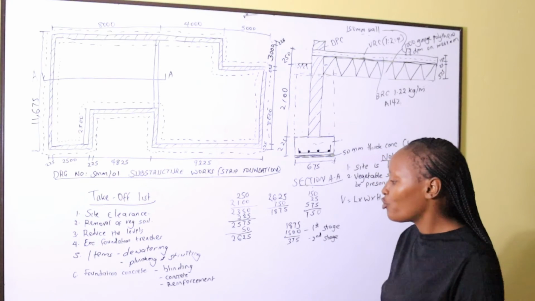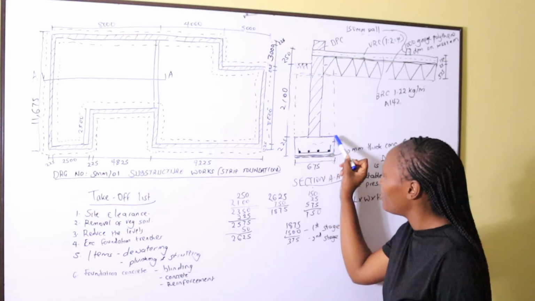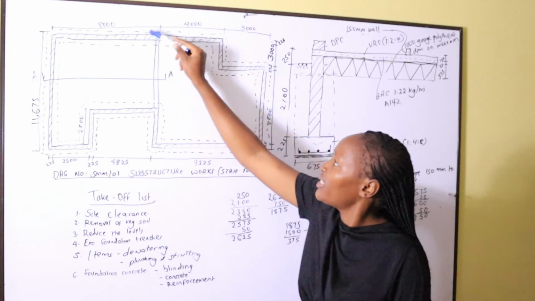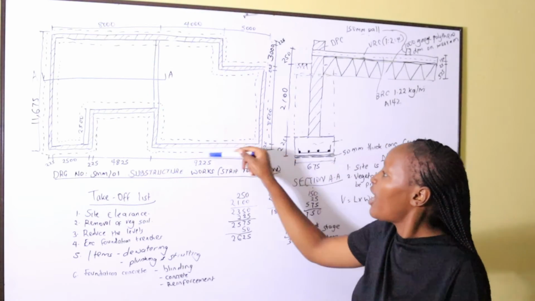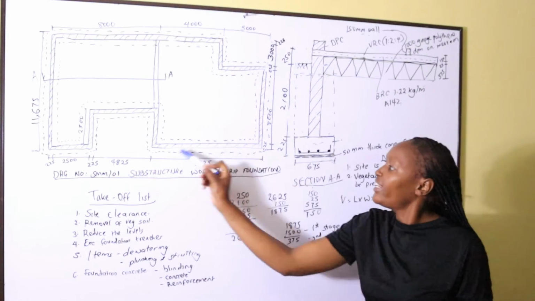Then we shall go to the reinforcements. The reinforcements, you see, we have these reinforcements and they are going everywhere around the trench. We have these reinforcements. They are aligned like this. Then we have other reinforcements, the ones that you can see the dots. They are lined up like this.